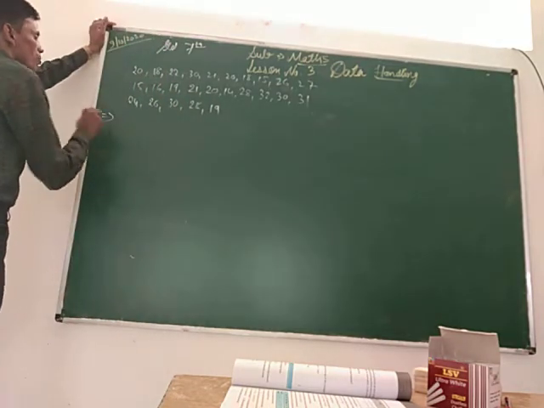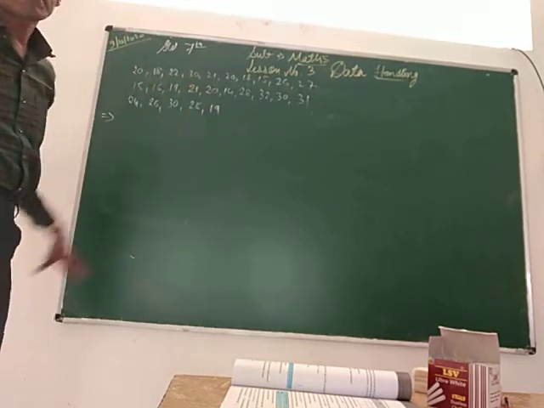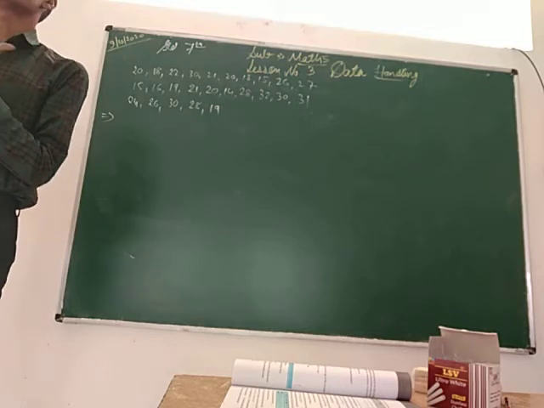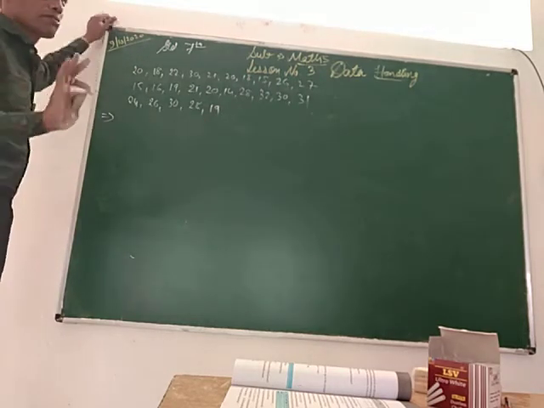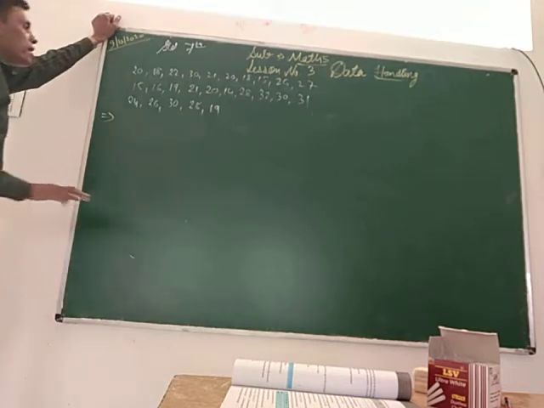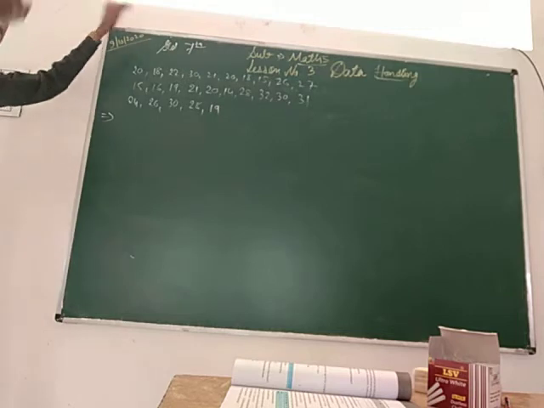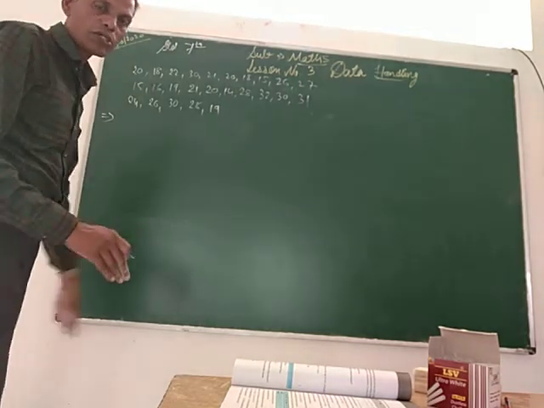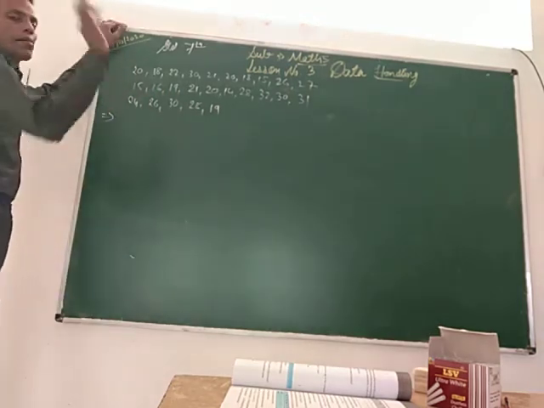Now, this is the information, the data we have collected from students. This is the primary information from the standard. We asked their weight, and we are writing it. This is one example I am giving. Now, the lowest observation, the highest observation, and the range, what are they? I will explain.